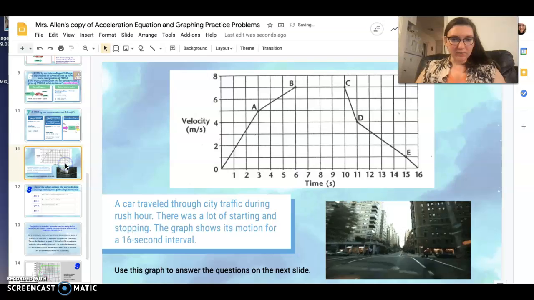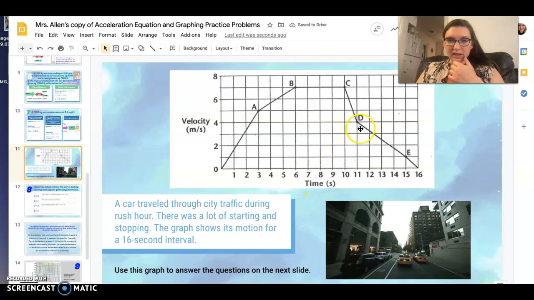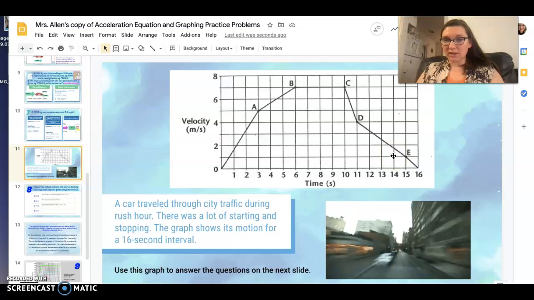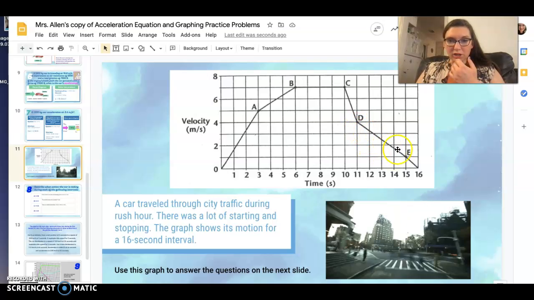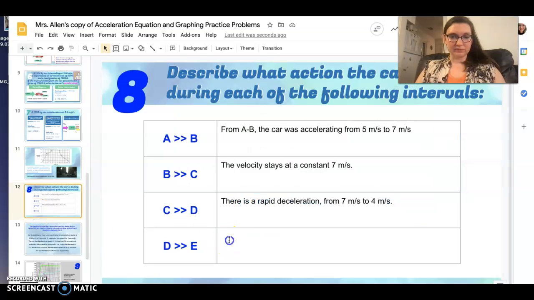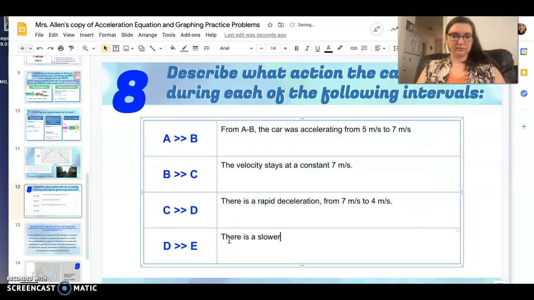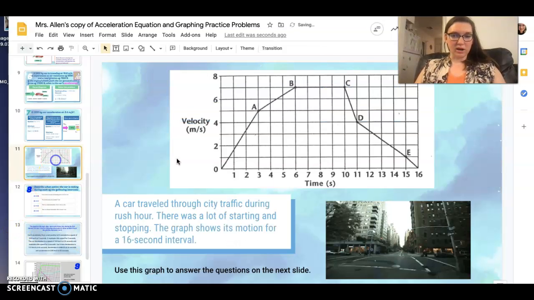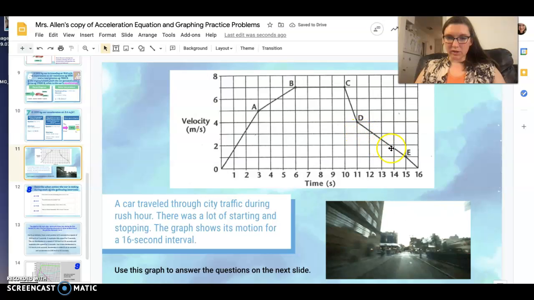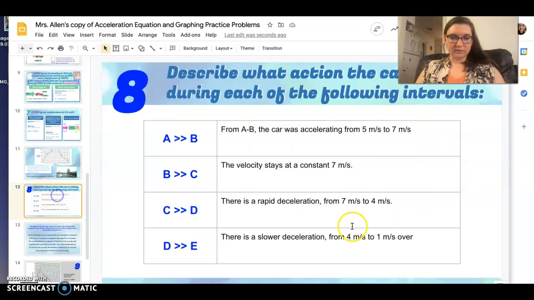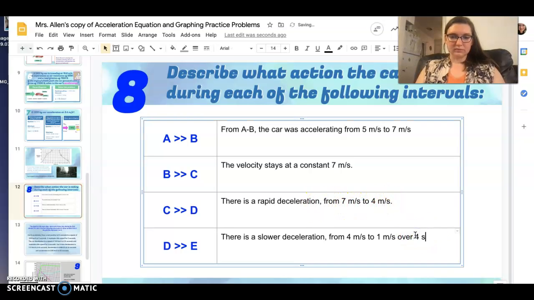Okay, and then from D to E, there is a slower deceleration from 4 meters per second to 1 meter per second. And we could say over 4 seconds. And now I want to write over 2 seconds.